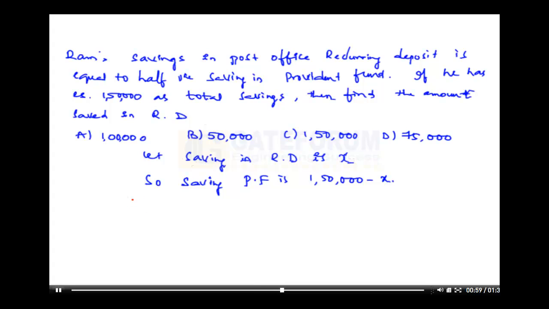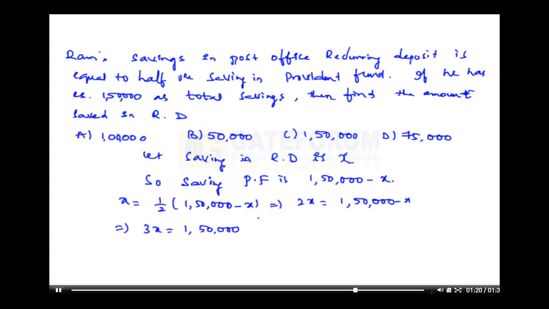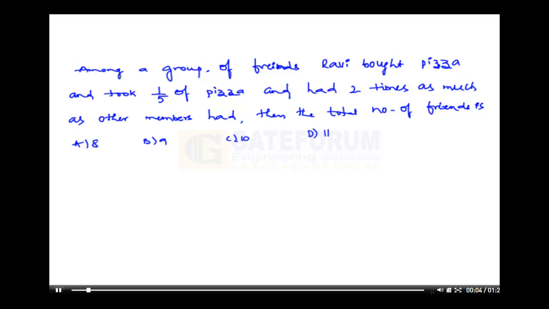Also given that saving of RD is equal to half of the saving of Provident Fund. So we can write X is equal to 1 by 2 of 1,50,000 minus X. So this gives us 2x is equal to 1,50,000 minus X. Nothing but 3x can be written as 1,50,000, which gives X is 50,000. Now we require the amount saved in RD. Since we assumed RD as X, the amount saved in RD is 50,000, which goes to option number B.